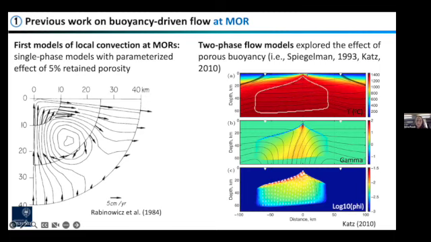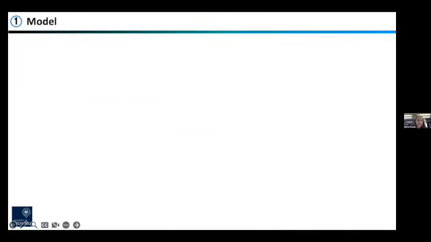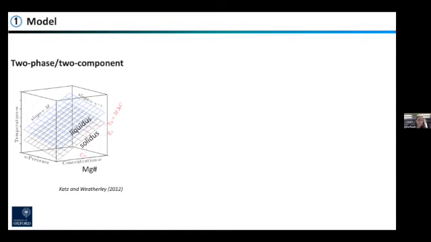However, very few studies considered compositional and thermal buoyancy. And this is the first application that I've worked on to build a model to include all the sources of buoyancy that I've just described. So I built a model to describe two phases, two components, where I include a simplified melting diagram shown here, where the liquidus and the solidus are a function of temperature, pressure, and composition.